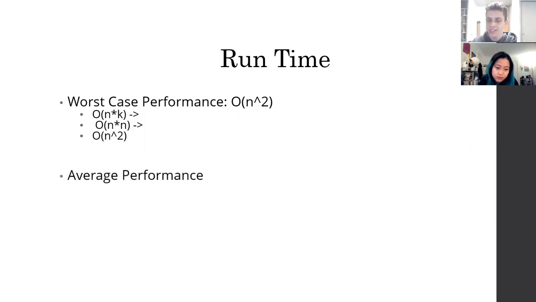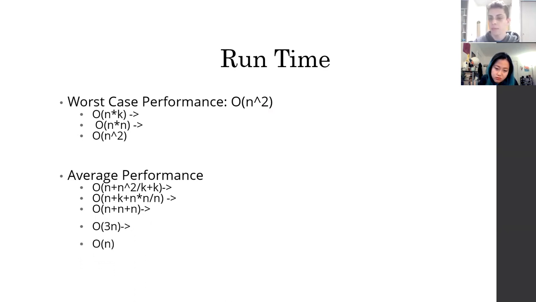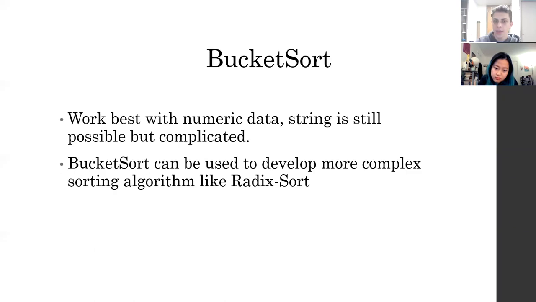Now the average performance is also basically the best case performance, which is complicated, right? Not when you can just cancel out. So you have O of n plus n squared over k plus k, which, with k about equal to n, is the best case performance. There are not too many buckets in this case. So you can see how it cancels out to O of n plus n plus n, which is O of 3n. But since there's no higher order, this is basically just O of n. So that's the runtime. And now we're going to cover the last parts of bucket sort.